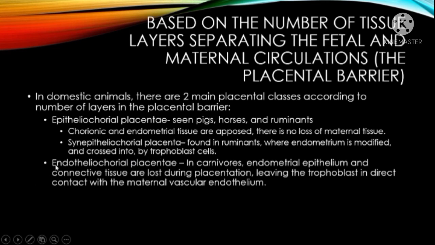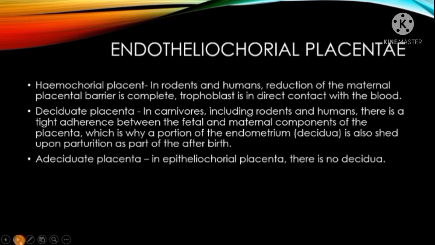The second type is the endotheliochorial placenta, which is found in carnivores. Here, the endometrial epithelium and connective tissue are lost during placentation, leaving the trophoblast in direct contact with the maternal vascular endothelium. A type of this is the hemochorial placenta. This is found in rodents and humans, wherein there is a reduction of the placental barrier and the trophoblast is in direct contact with the blood.